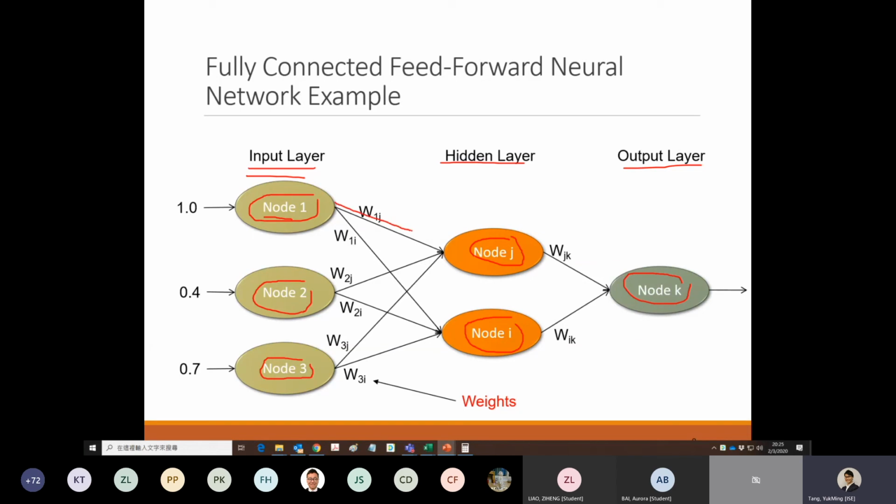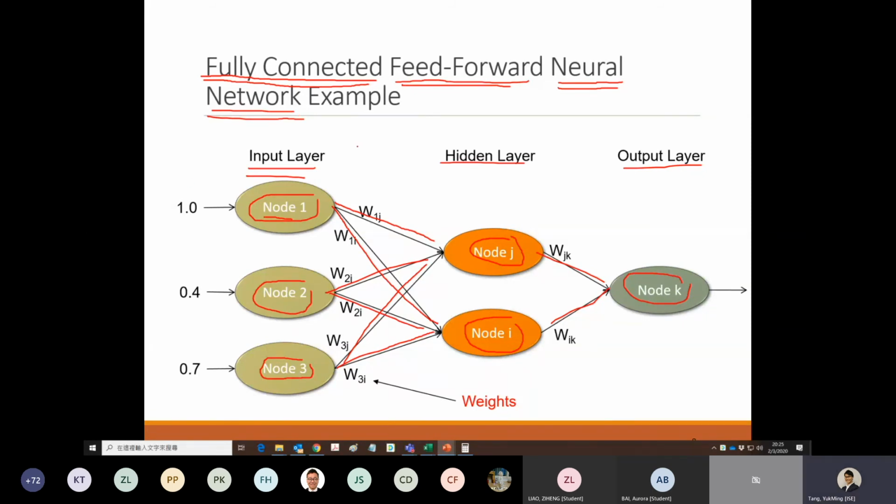And these loops are connected to each other. Remember, these loops are fully connected to each other. You will see that all of them will be fully connected, so we call this neural network a fully connected feed-forward neural network. So please remember all these terms: fully connected feed-forward neural network.